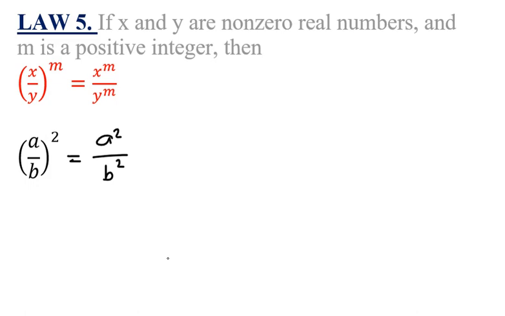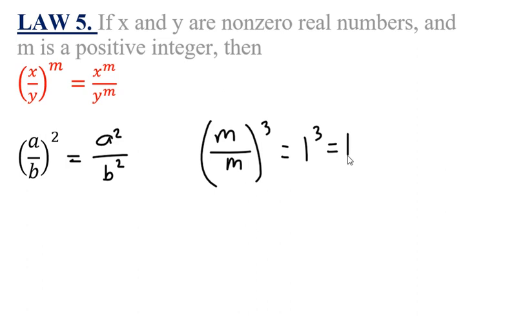Pero paano kung magkaparehas? For example, m over m raised to 3. O di, m over m. So, that is 1 raised to 3. And 1 raised to 3 is 1 pa rin.